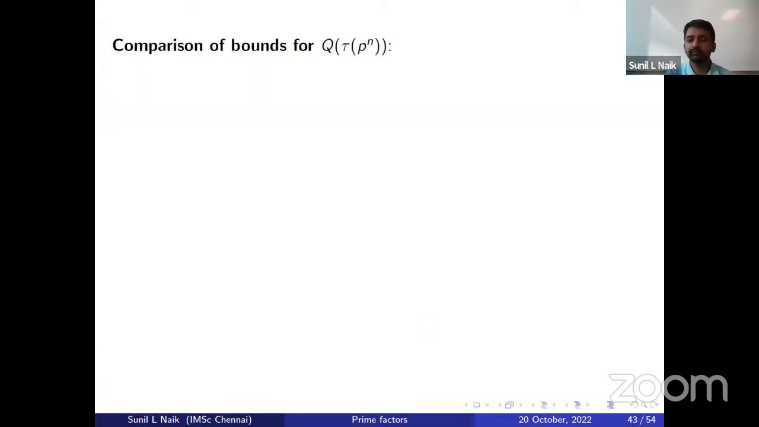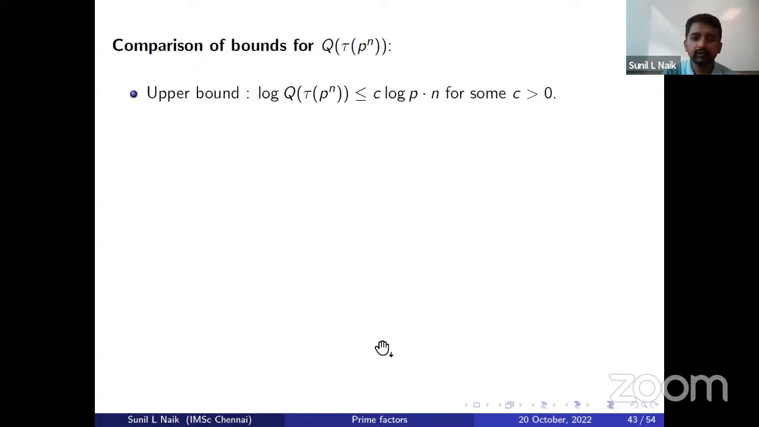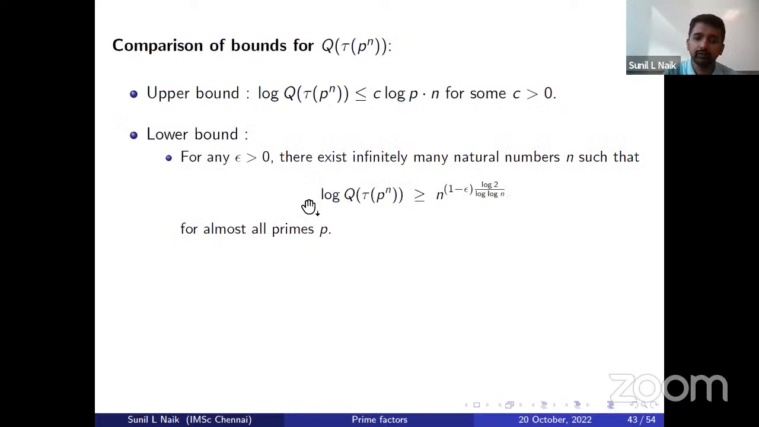Let us compare the bounds we have for the radical of τ(p)^n. As mentioned earlier, we have the following trivial upper bound: the log of the radical of τ(p)^n is less than or equal to a constant times log p times n. And we have the following lower bound: the log of the radical of τ(p)^n is at least n^(1−ε) log 2 / log n for infinitely many natural numbers n and for almost all primes p.